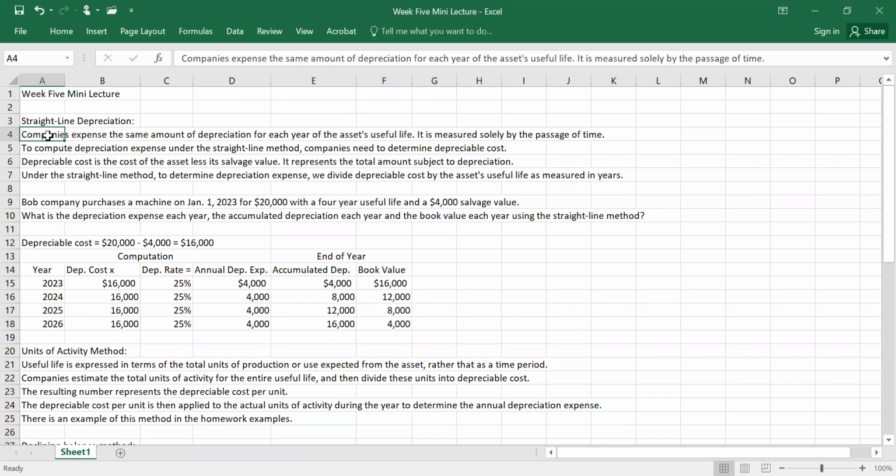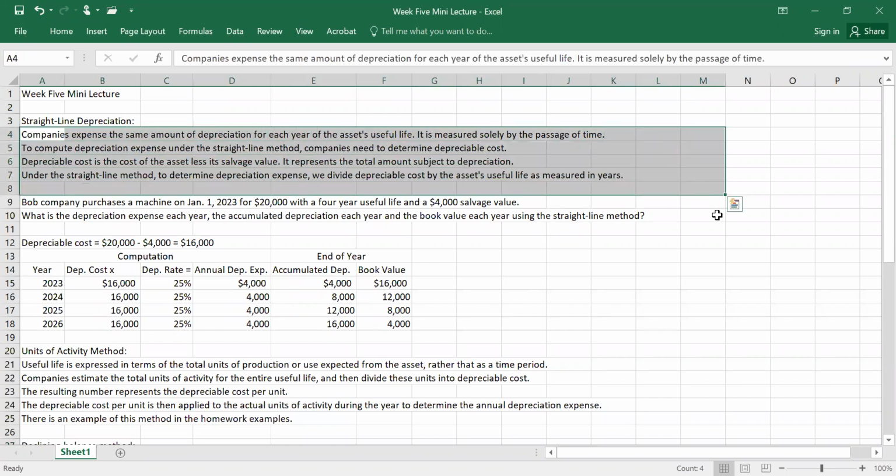But straight line depreciation, companies expense the same amount of depreciation for each year of the asset's useful life. It's measured solely by the passage of time. To compute depreciation expense under the straight line method, companies need to determine depreciable cost. Depreciable cost is the cost of the asset less its salvage value. It represents a total amount subject to depreciation.